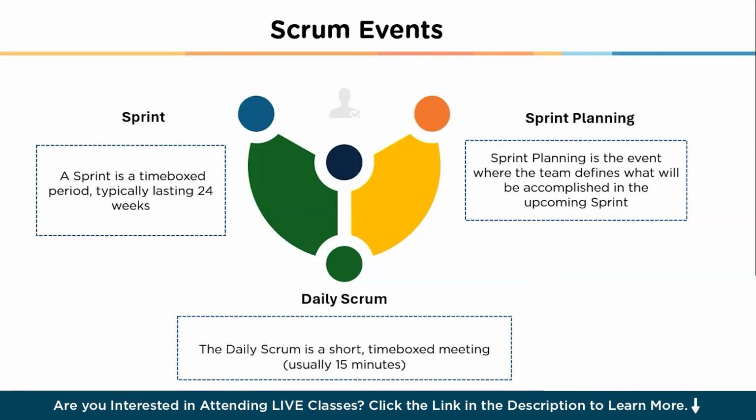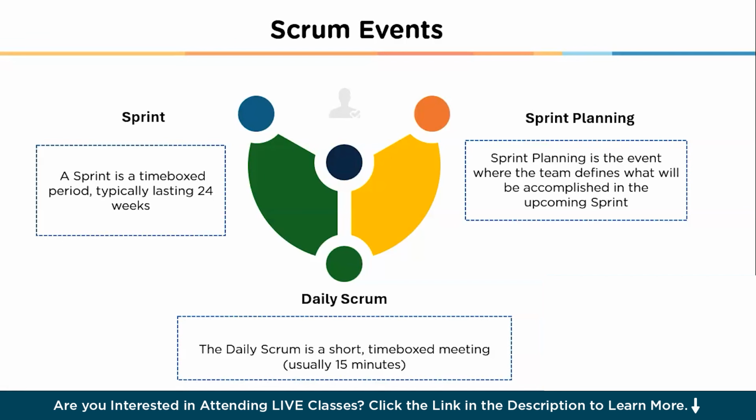Next one we have is the Daily Scrum. The Daily Scrum is a short time-boxed meeting, usually lasting 15 minutes, held every day during the sprint. The purpose of the Daily Scrum is to synchronize the team activities, discuss progress, and identify any obstacles.